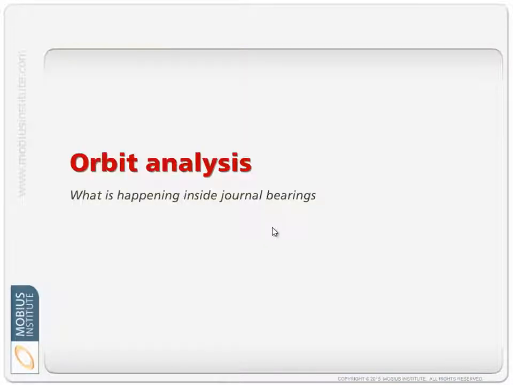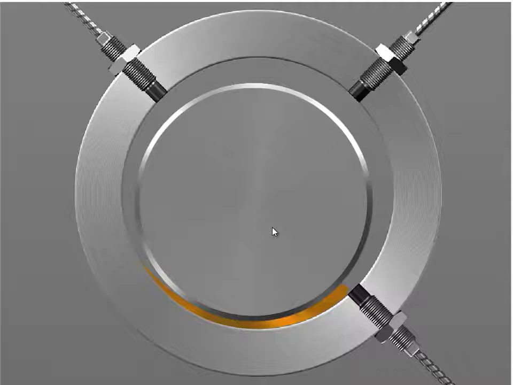Orbit analysis. Orbit analysis is intended for people who have machines with journal bearings, also known as sleeve bearings or plain bearings. Mostly for big critical bits of equipment like steam turbines, gas turbines, great big compressors, because then you can justify the measurement technique.